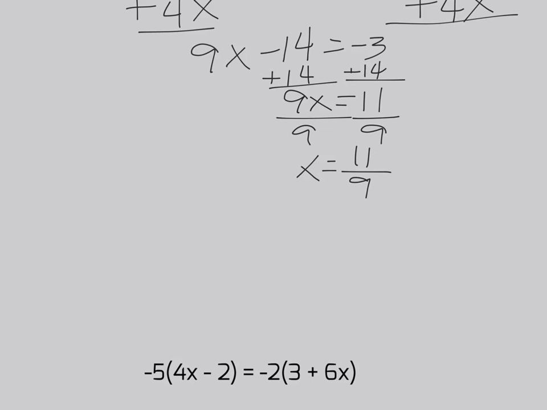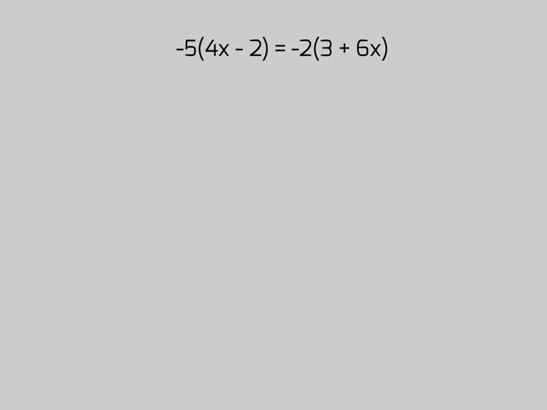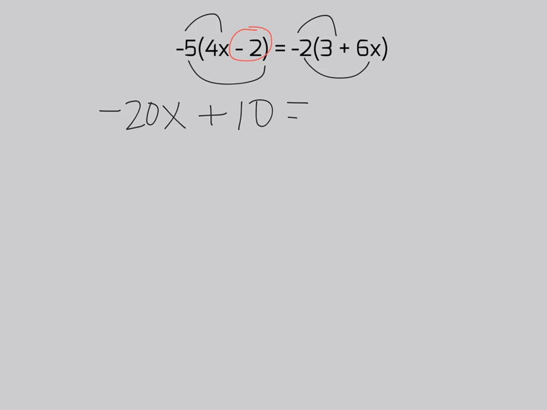Let's do one more multi-step just to practice. So again, the first step is to distribute where possible. So in this problem, I'm distributing twice. -5 times 4x gives me -20x. -5 times a -2 gives me +10. -2 times 3 is -6, and -2 times 6 is -12x.